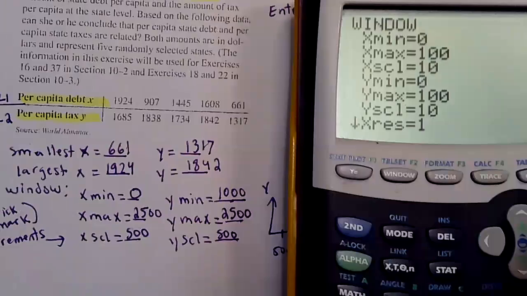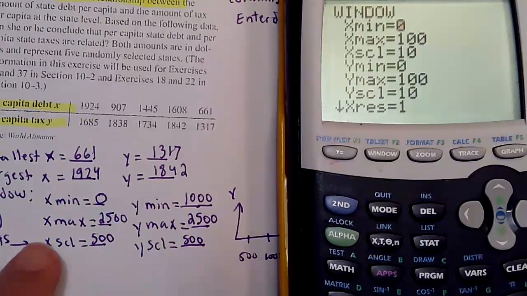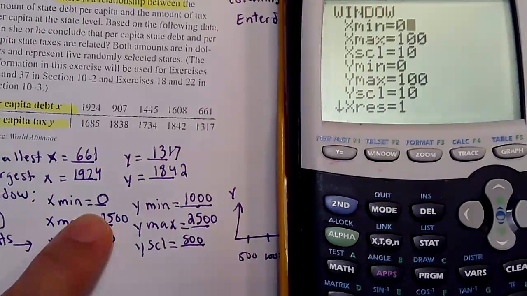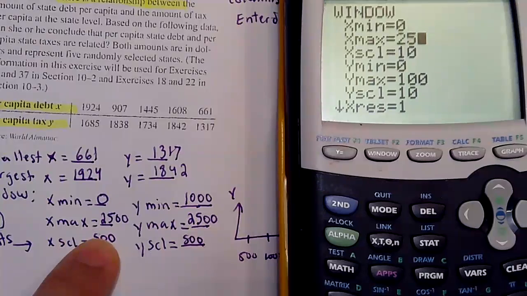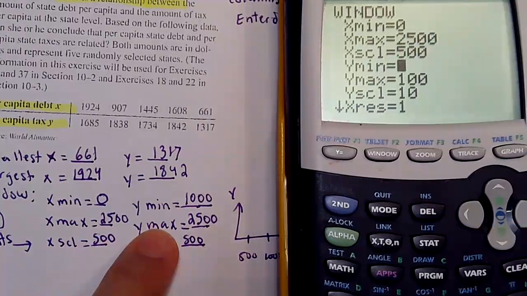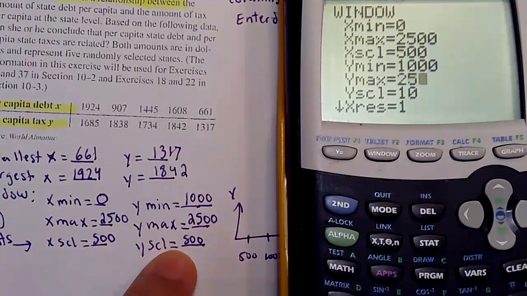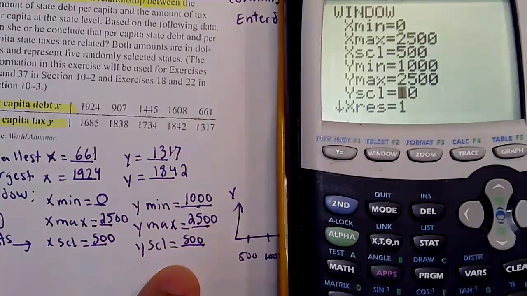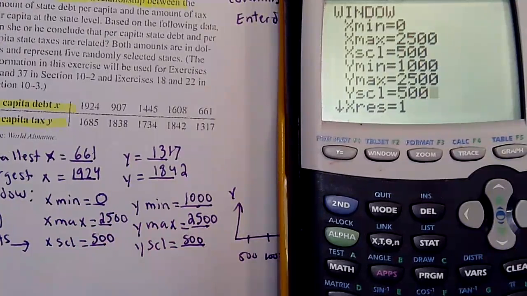So you're in your window, and then go ahead and put 0, 2500, 500, 1000, 2500, 500. And remember, always leave your X resolution as 1. So I'll make a note of that here.